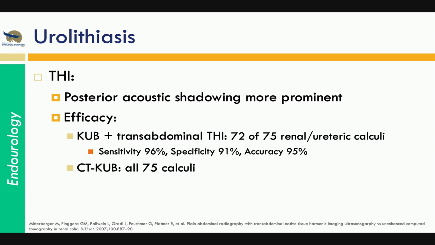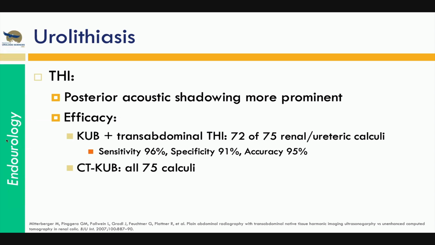There isn't a ton of publications about this, but it's thought that tissue harmonic imaging, because of the increased detail you get, gives more prominent posterior acoustic shadowing, which is one of the main ways you see stones. And in one paper, they actually thought that using a regular plain film KUB plus a THI ultrasound was almost comparable to a non-contrast CT KUB in identifying renal and ureteric calculi, which is pretty interesting.